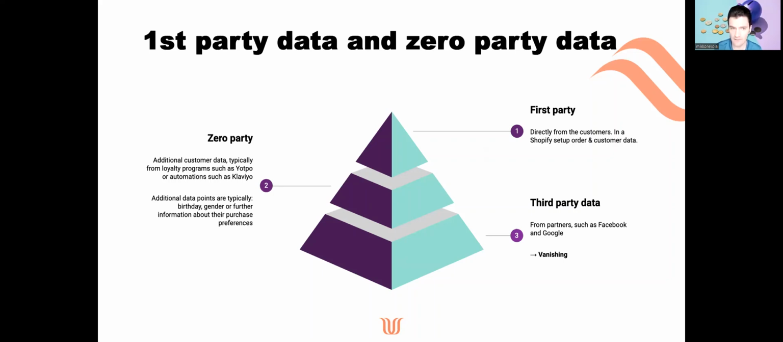Then there is so-called zero-party data, which is additional customer data, typically from loyalty programs such as Yotpo, Loyalty Lion, or automations such as Klaviyo. So you can get more data points such as birthdays, genders, and further information about their purchase behaviors. And as both Google and Facebook are handing out less and less demographic data, our basic recommendation is that brands should start data gathering now if they haven't done it.